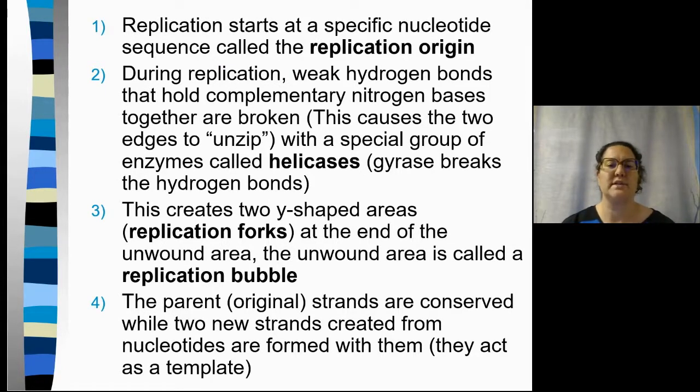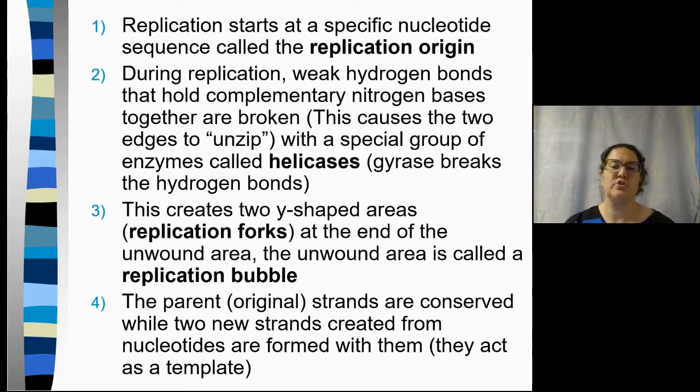Replication starts at a specific nucleotide sequence called the replication origin. And during replication, the weak hydrogen bonds that hold together the nitrogenous bases are broken. This happens with a group of enzymes called helicases. So we're unzipping the helix. Helicases are the enzymes that unzip the DNA or break apart those weak hydrogen bonds.